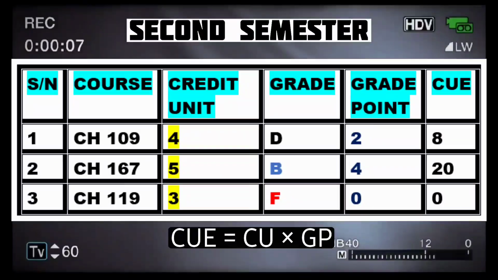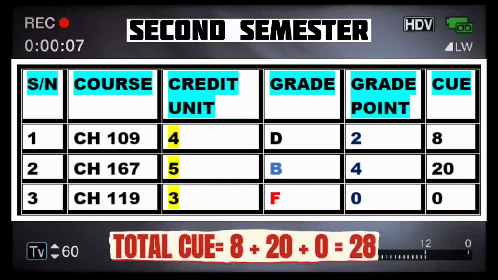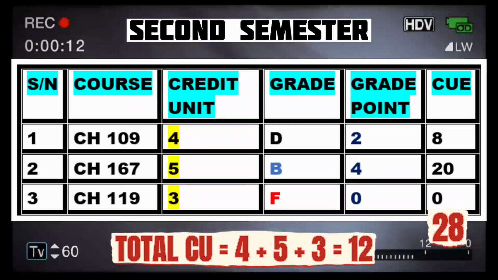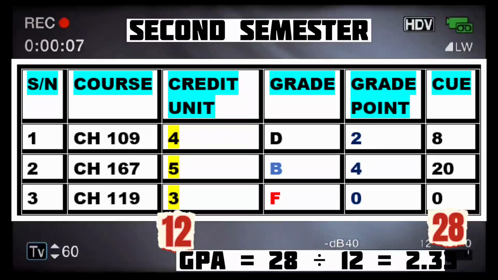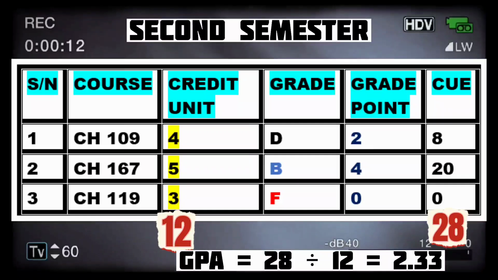Now, how do you calculate the GPA for the second semester? Just as we've done previously. Take the total cumulative unit equivalent divided by the total credit unit earned. So you have 8 plus 20 plus 0, that is 28. And for your total credit units, 4 plus 5 plus 3 is 12. And 28 divided by 12 is 2.33. So that is your GPA for the second semester.